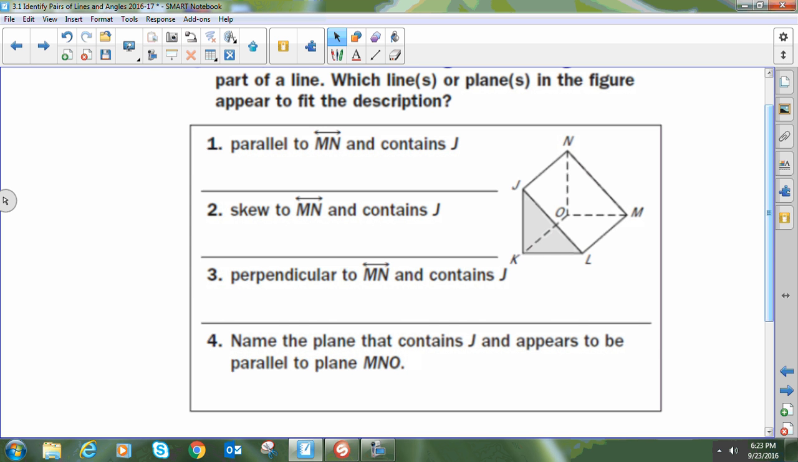So for question number one, what is a line that is parallel to line MN and contains point J? Well, that would be line JL. What is a line that is skewed to line MN and contains point J? Well, that would be line KJ or JK. You could write it the other way around. Number 3 is going to be line JN. And finally, 4, the plane that we're going to be looking for would be plane JKL.